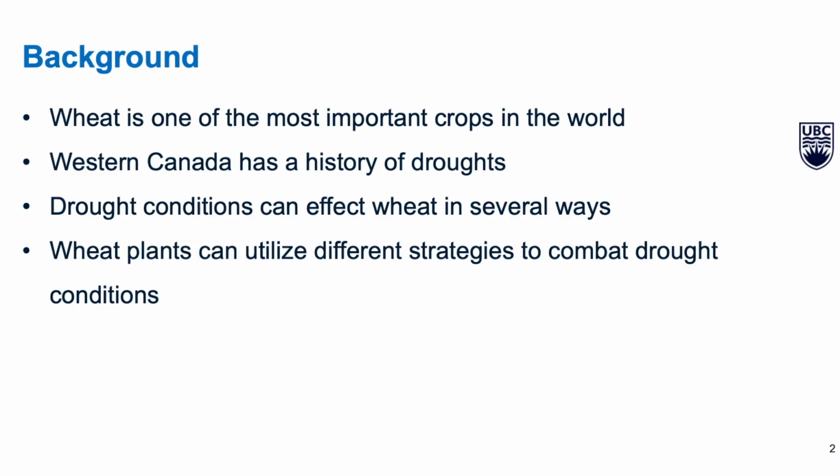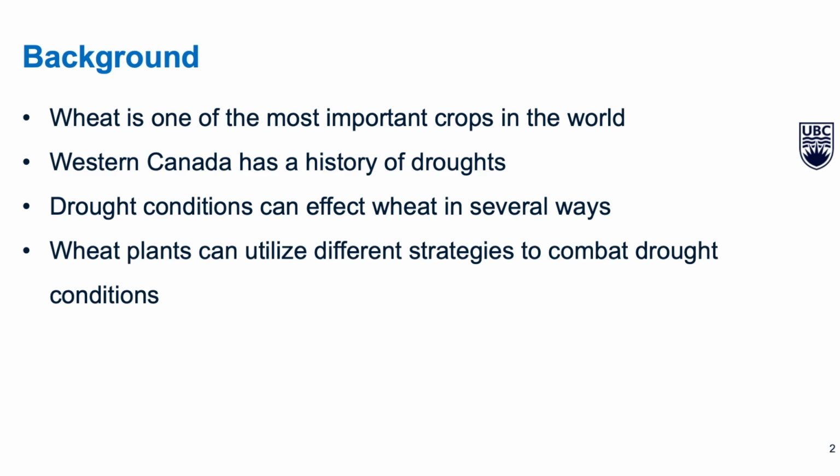To start, I want to give a bit of background information on wheat and the impact of drought, as well as drought strategies. Wheat is one of the most important field crops in Canada and worldwide. 32.7 million metric tons of wheat was produced in 2019 in Canada. It is not only an important food source, but it is economically important as well.